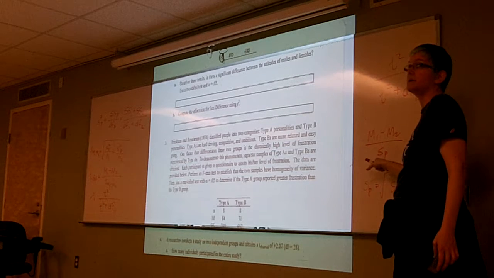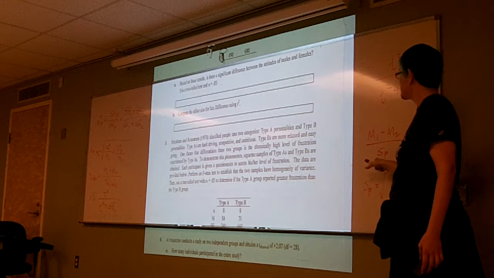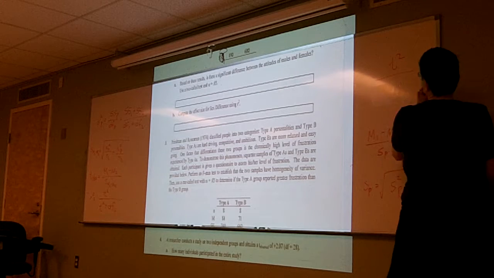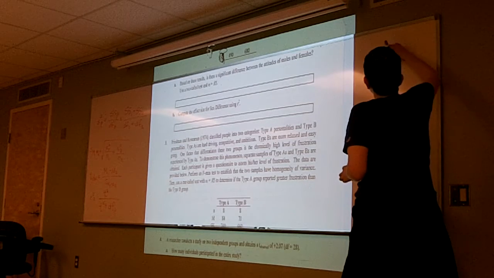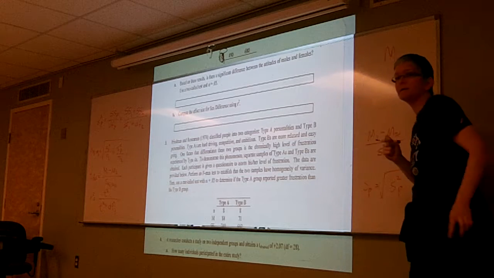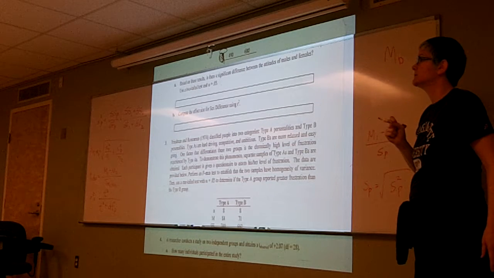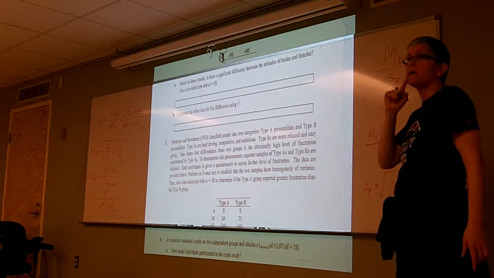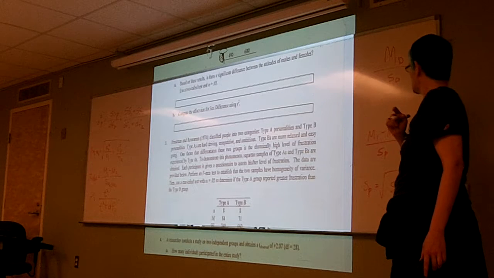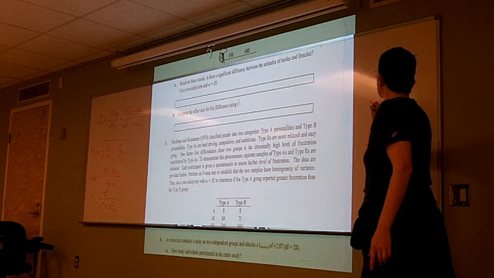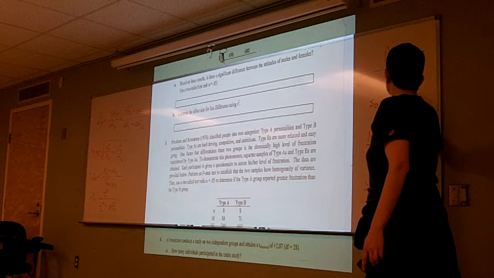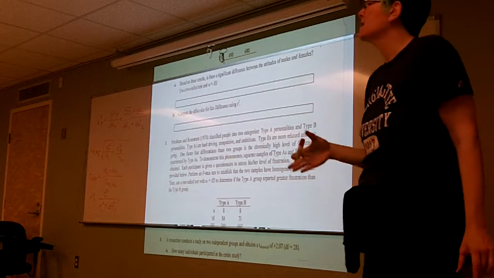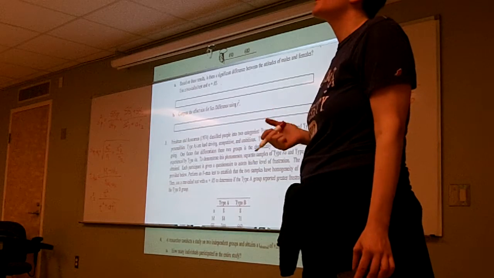That's for independent groups. If you're doing it for related groups, the formula is going to change because your mean difference is M sub d, and you're going to divide that by S sub d, the standard deviation of the difference. We get that by taking the square root of the sample variance of the difference. So you have to know where to get the right standard deviation to use for your Cohen's d denominator.